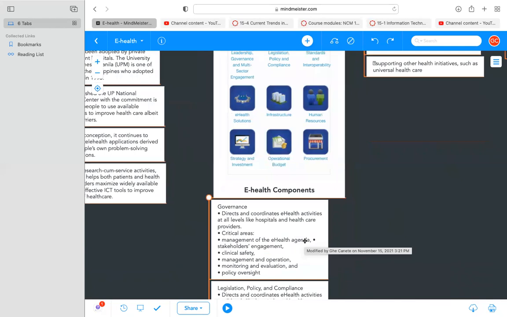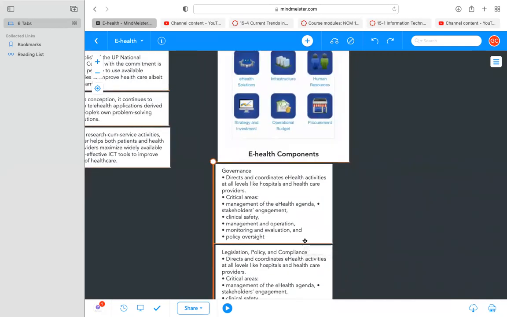So just to elaborate on a few things in governance, this usually involves directing and coordinating e-health activities at all levels, like hospitals and healthcare providers. So at all levels, from primary, secondary, and tertiary levels. And the critical areas usually involve management of the e-health agenda, the stakeholders' engagement, clinical safety, management and operation, as well as monitoring and evaluation, plus policy oversight.